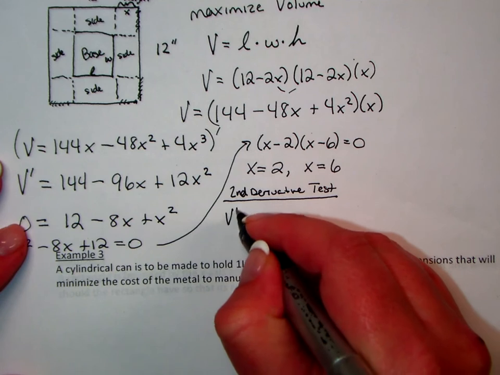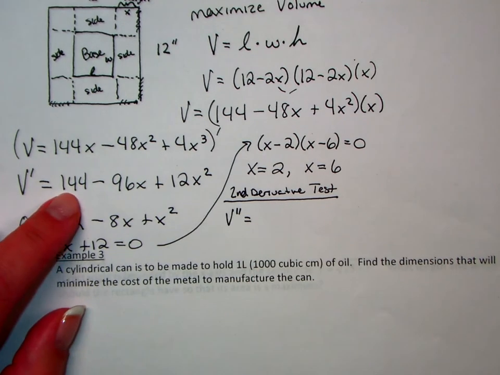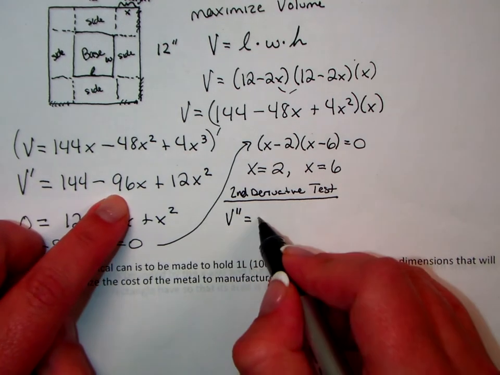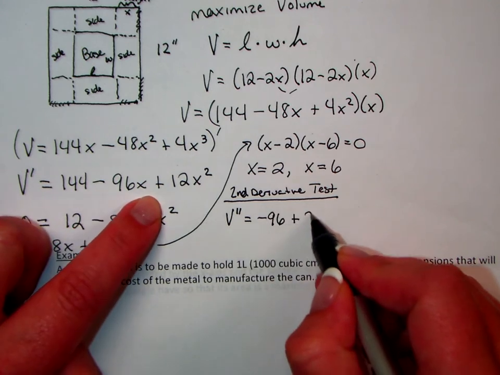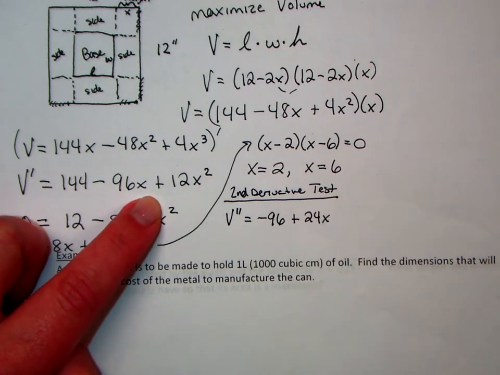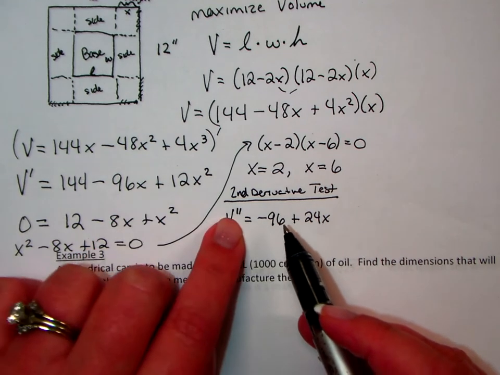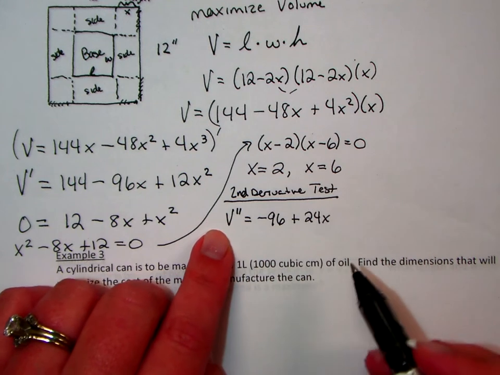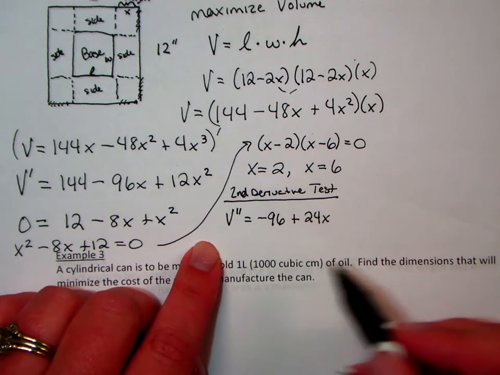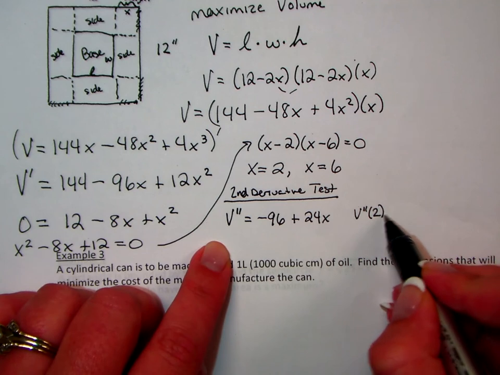So what is the second derivative? If I were to differentiate the derivative, I'm going to get negative 96 plus 24x. So I want to know which one of these is a max and which one of these is a min. Okay, so I'm going to evaluate the second derivative at 2.